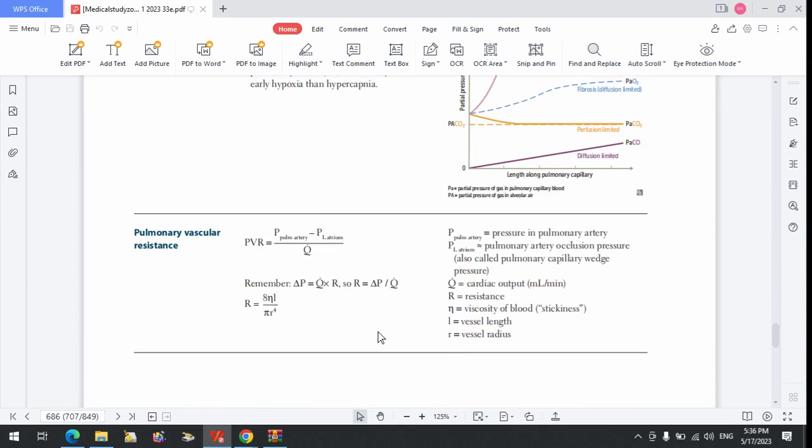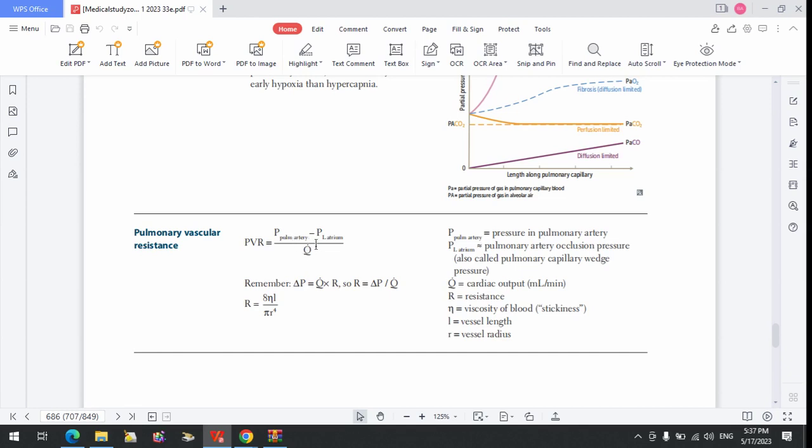So, pulmonary vascular resistance. This is not very high yield, but we should just pay attention to the formula. Pressure is always flow rate times resistance. So if you do the cross multiplication, you get resistance equal to pressure over flow rate. The flow rate is actually our cardiac output, that's the Q.